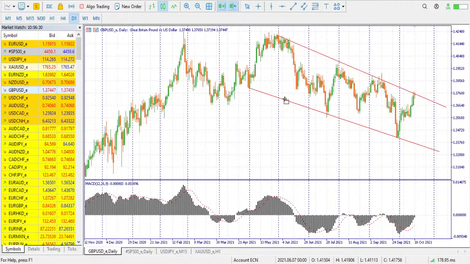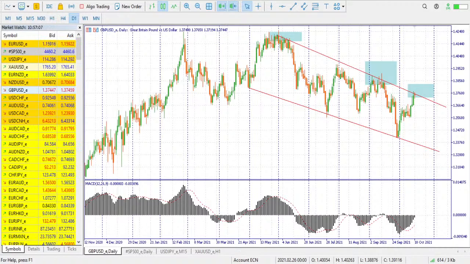We have a resistance here, and here, and then we have another resistance here. So basically this is an ideal place to look for a sell from. This is the correct place where we want to look for a sell from, as long as the price does not clearly gap beyond this trend line, then that remains to be a good place to look for a sell from.